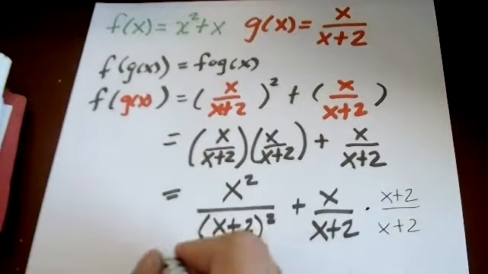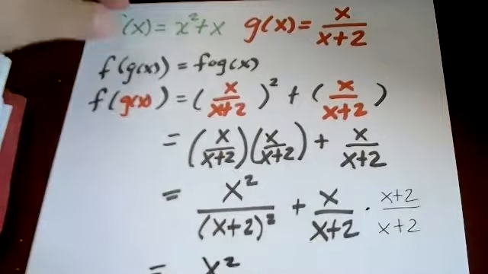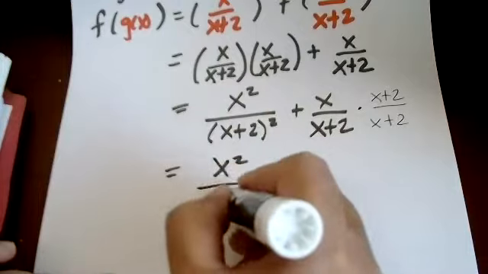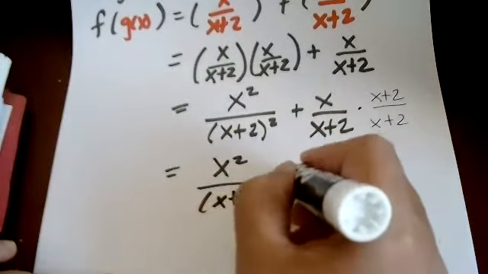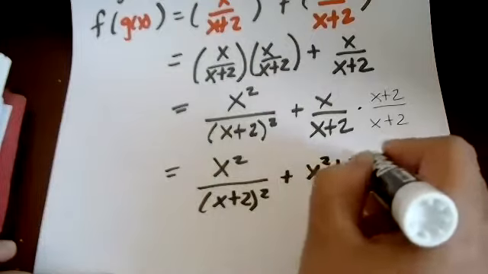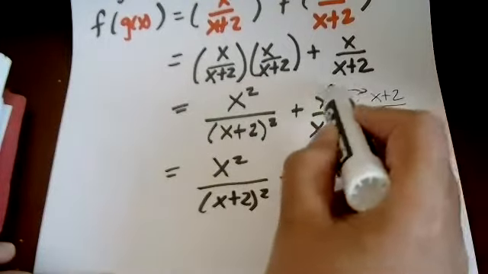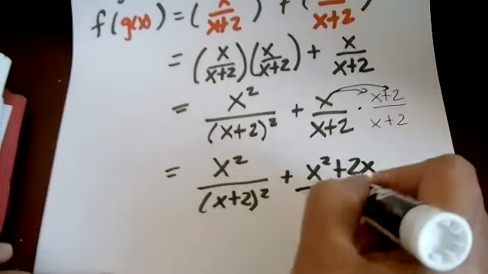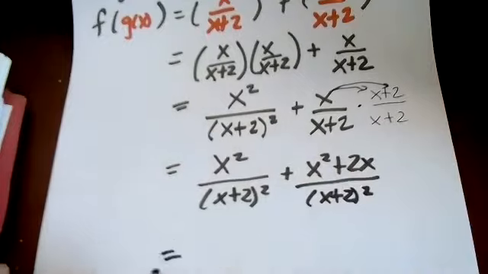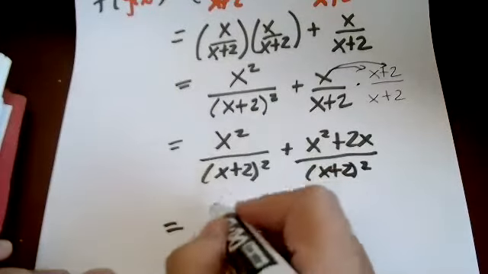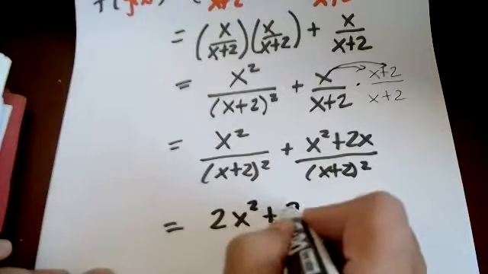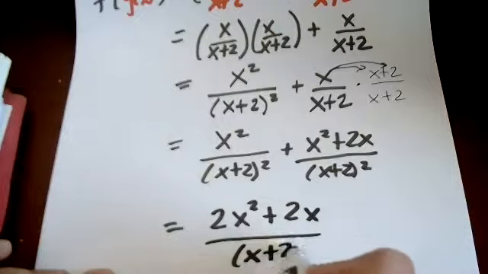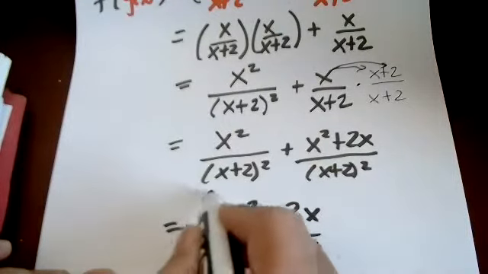So then I would have x squared over x plus 2 squared plus x squared plus 2x over x plus 2 squared. So I'm distributing that to get the x squared plus 2x over x plus 2 squared. I can then add the like terms here. So 2x squared plus 2x over x plus 2 squared.